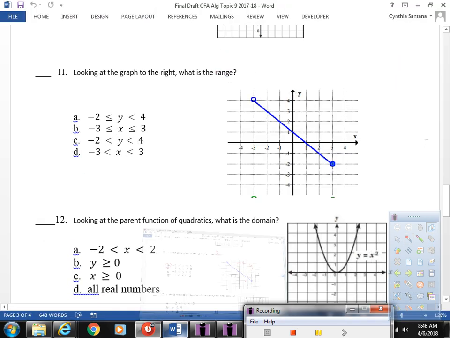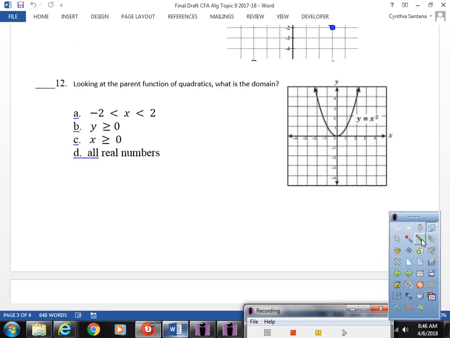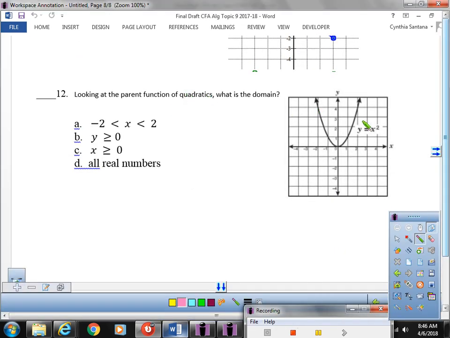Alright, number 12, they wanted to know, again, looking at this parent function over here, what is the domain? Well, here, the domain is your X values. But if you look on the left, I see an arrow, and you should have put an arrow. And if you look on the right side of the graph, there's another arrow. And what do we say about double arrows? Well, they're all real numbers because you're going to use every X number all the way to negative infinity and positive infinity. So again, you're going to use everything.